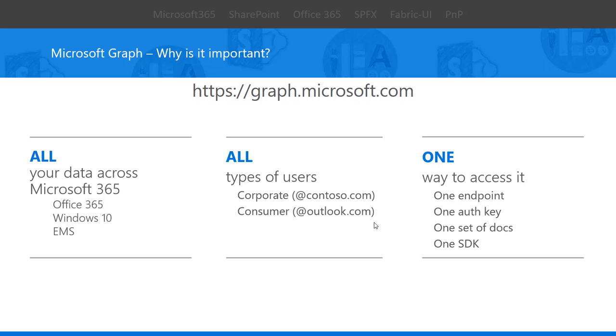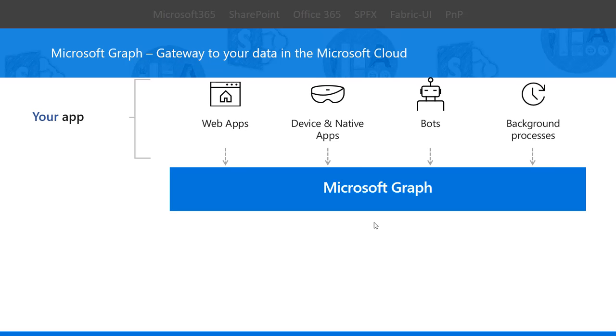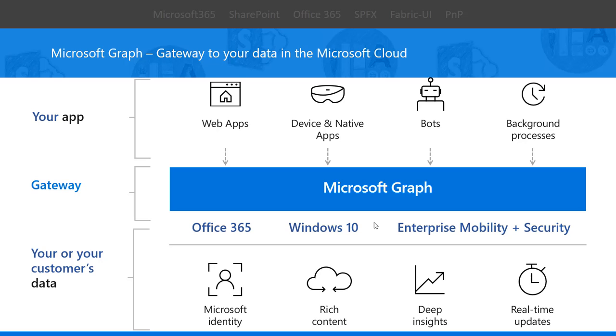That's your data across Microsoft 365. Microsoft Graph can access the data across all of Microsoft 365, and it can be authenticated by any user, corporate or consumer. Consumer means just mail, hotmail.com or live.com, those things. And it's just one single endpoint, graph.microsoft.com, with single-time authentication. A single SDK is available. So now you need not go for different SDKs, different authentication, or different endpoints. It's just a single endpoint now. That's what we call Microsoft Graph: a gateway to access all cloud services.